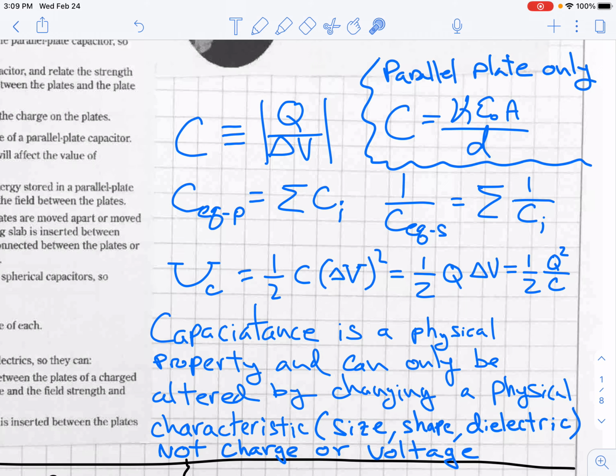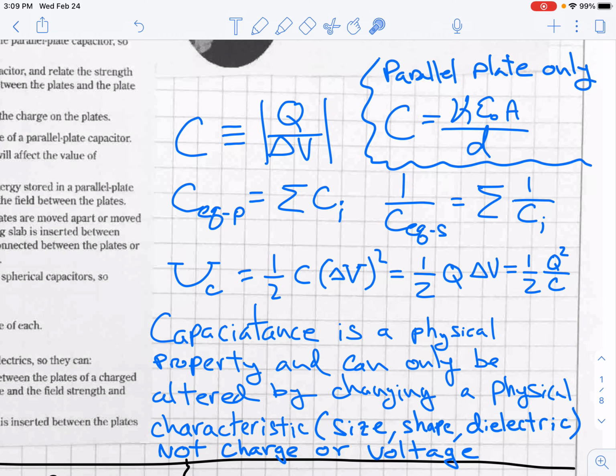So if you have nothing stuck between the plates, then K would be a 1, and the capacitance would just be epsilon naught A over D. Equivalent capacitance in parallel is the sum of the individual capacitances. Equivalent capacitance in series is the sum of 1 over the individual capacitances. So this would be 1 over C1 plus 1 over C2 plus 1 over C3, etc.